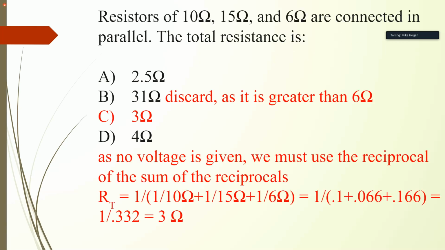And so let's look at that calculation, right? I'm telling you to discard the 31 because it's obviously greater than 6. And here's the formula: 1 over 10 plus 1 over 15 plus 1 over 6, which gives us 1 over 0.332 or 3 ohms.